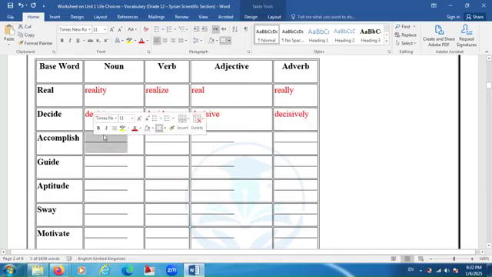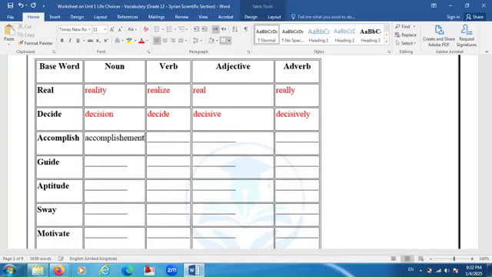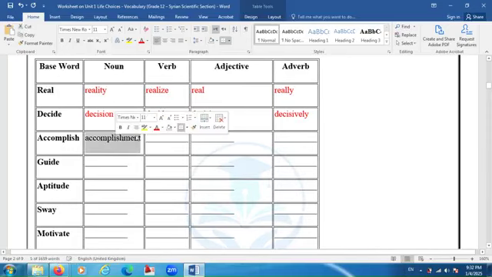Accomplish, the verb, sorry, the noun accomplishment. All of these words should be practiced on the spelling, so you will not make any spelling mistakes in your writing. Be careful of this. You have to repeat each word at least 10 times to remember or to practice the spelling. The verb is the same, accomplish or accomplished. It's okay.